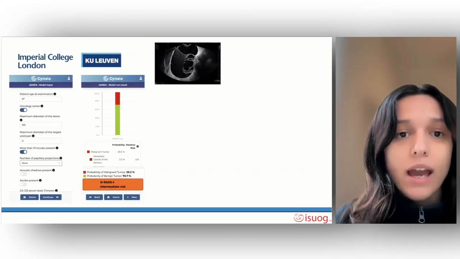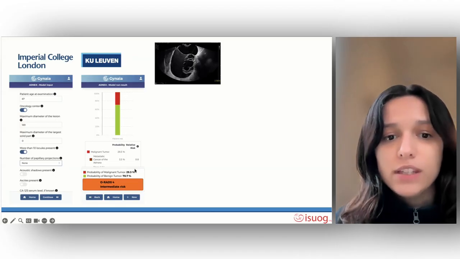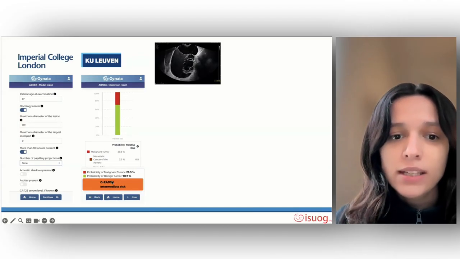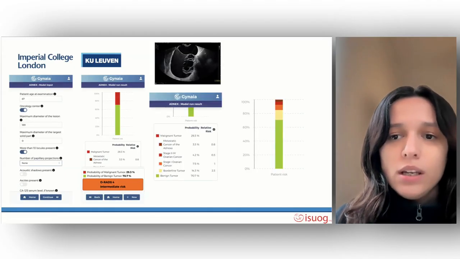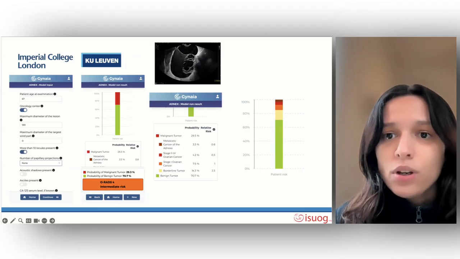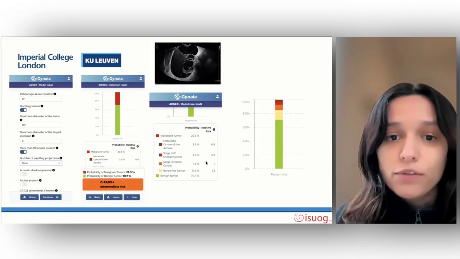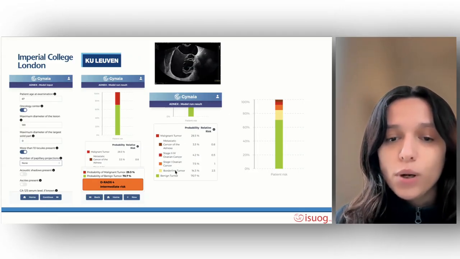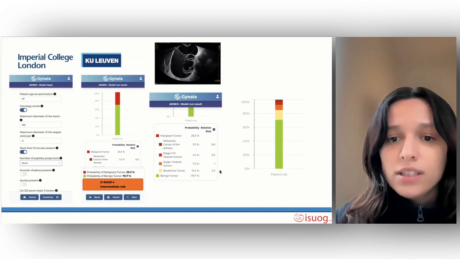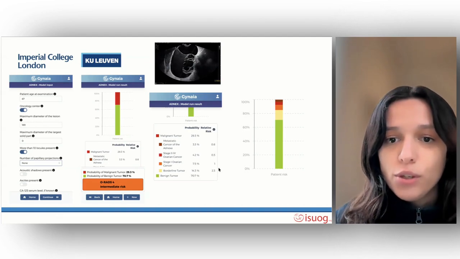And the ADNEX model will produce an overall probability of this being malignant, so 29%, which would determine it to be an O-RADS 4 lesion with an intermediate risk of malignancy. It will also provide a breakdown of the relative risk of malignancy for each type of tumour, so whether this is a metastasis, a stage 2 to 4, stage 1 or borderline. And as you can see, the greatest relative risk is for a borderline ovarian tumour.